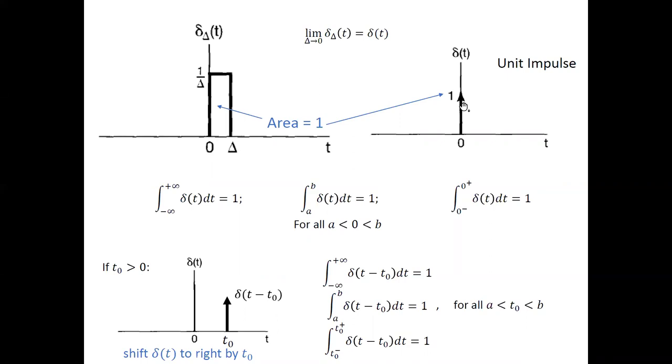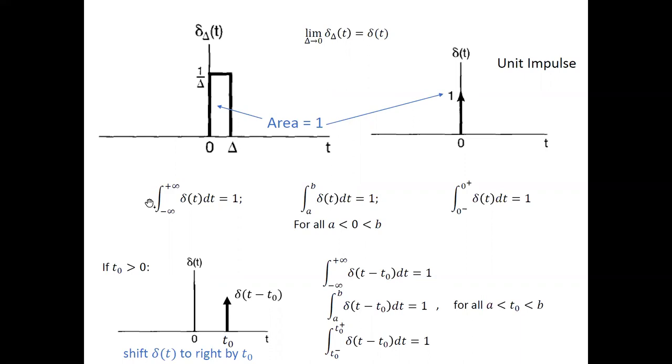So for simplicity, we plot it using an arrow here. And we put a 1 alongside the arrow, which means that the area covered by this arrow is 1. Actually, it has an infinite height, but we use an arrow to denote that. This is a unit impulse signal. So the unit impulse signal delta of t, at the end, is a signal that's 0 everywhere, is infinitely high at time 0, but the area covered by this infinitely high impulse is 1.